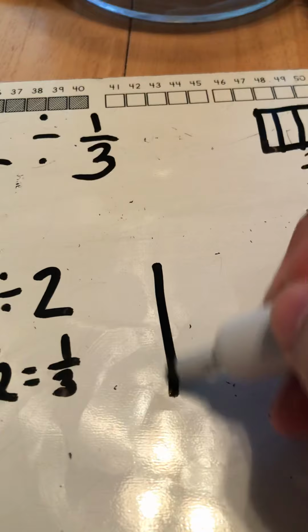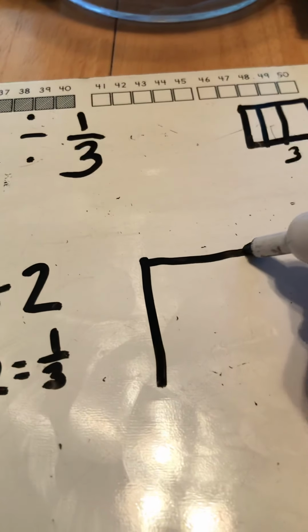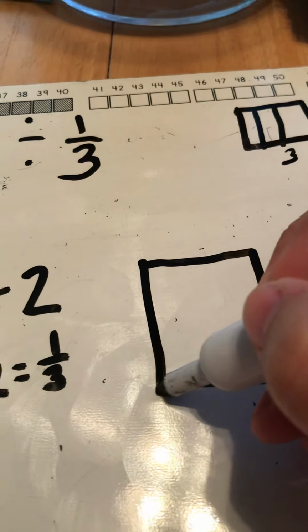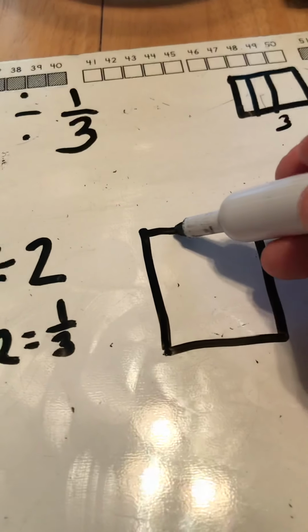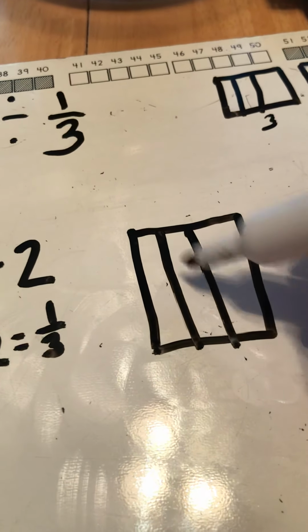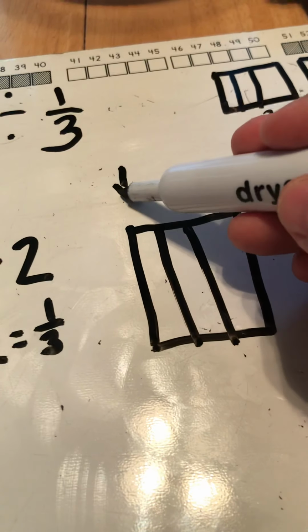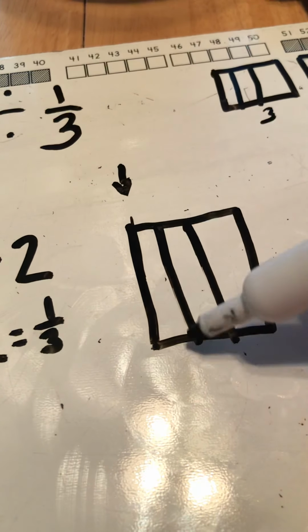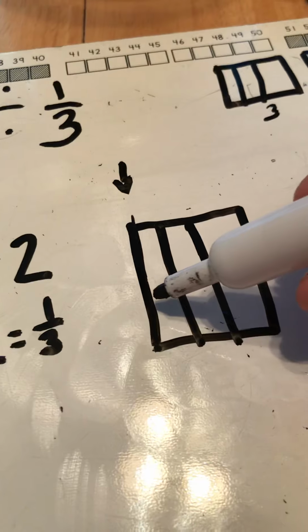But let's draw this out. So here's our pan of brownies that we're going to draw out. And it said they had a third of a pan left. So, all right, third of a pan left. So we're really just talking about this area right here, this third left.